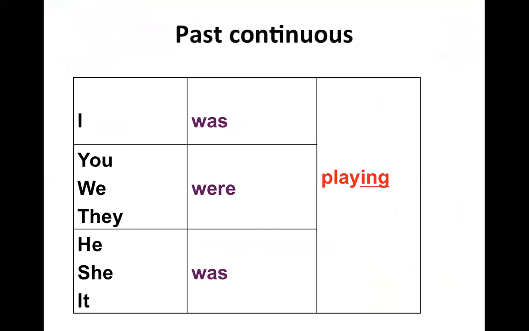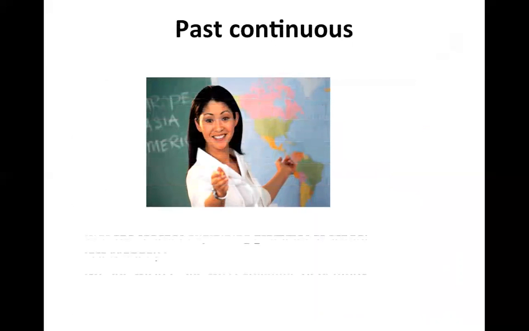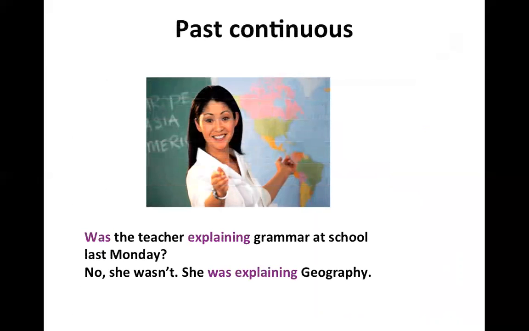Okay, past continuous. When we use past continuous, we have to use the verb to be in past, and you have to use the verb plus -ing. For example, I was playing, you were playing, we were playing. Okay? For example, was the teacher explaining grammar at the school last Monday? No, she wasn't. She was explaining geography.